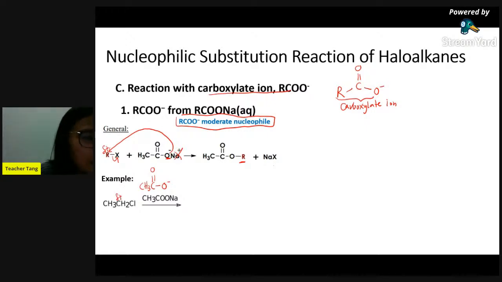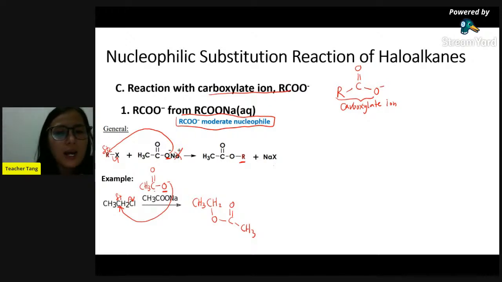So this carbon, because it is bonded to the halogen. Basically, it will come in, attack this carbon, and kick out the halogen. So you will get CH3, CH2, and then bonded to this carbon is this oxygen. You can draw to the oxygen, and then only this carbon, C double bond O, another side CH3. You can draw like this. So you get your ester, and then the byproduct will be sodium chloride.